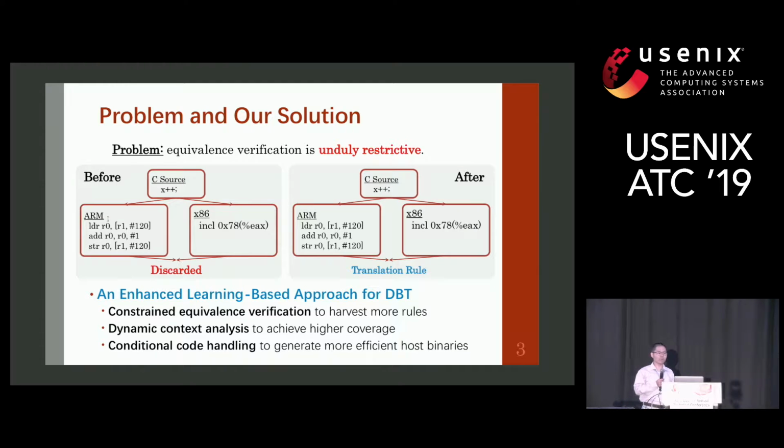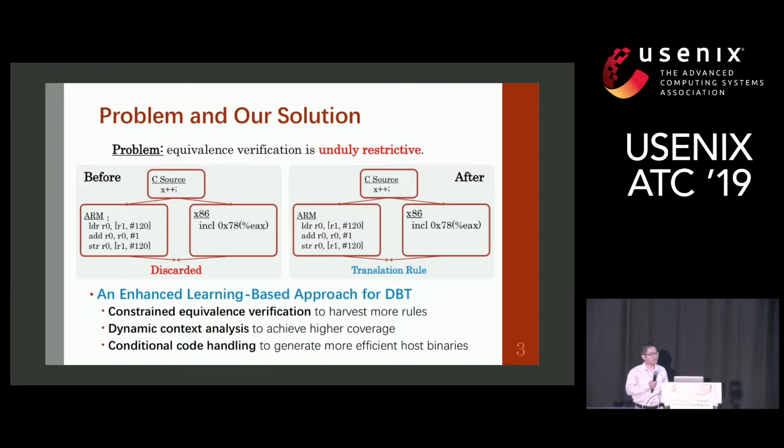So in this work, we propose an enhanced learning-based approach with constrained equivalence verification. That means even if the translation rules are not strictly equivalent, they can still be learned and applied to achieve higher translation coverage and generate more optimized binary code.